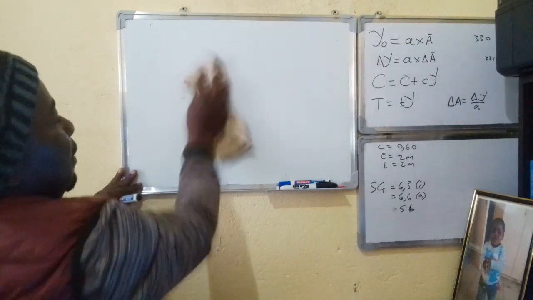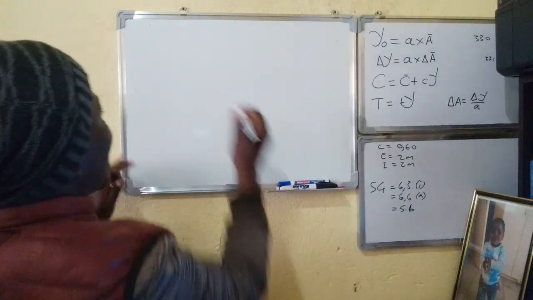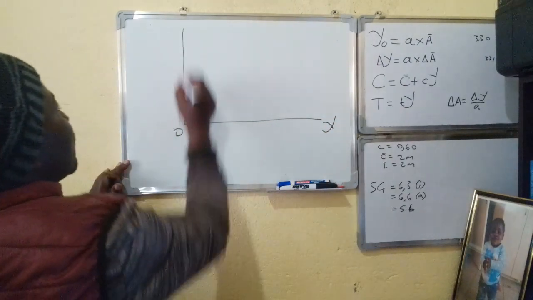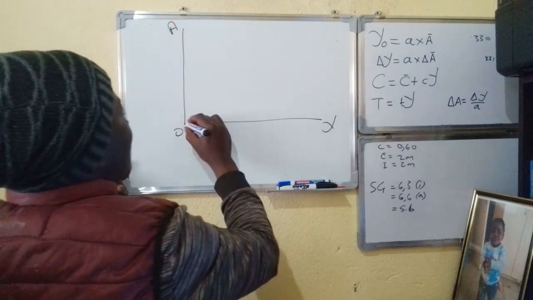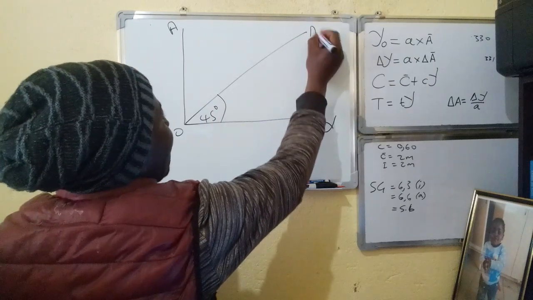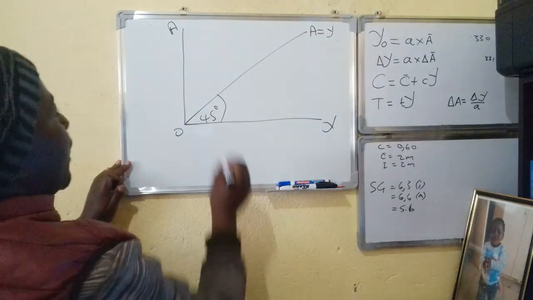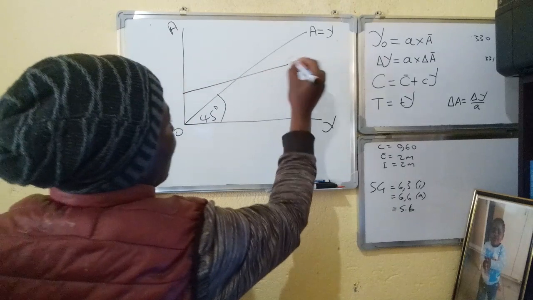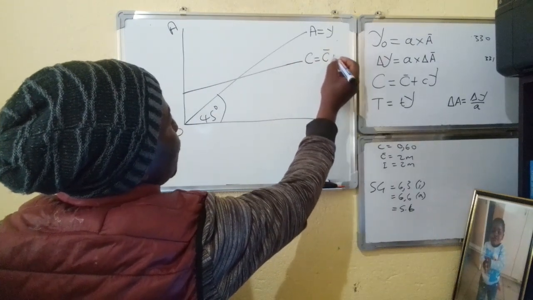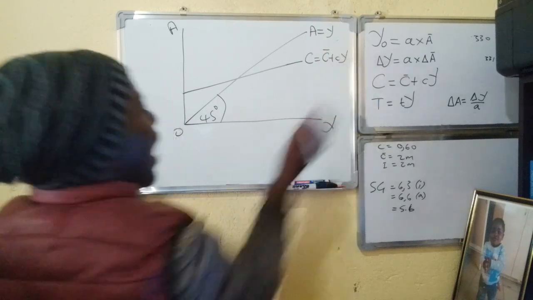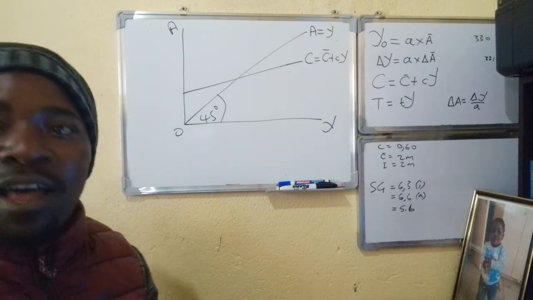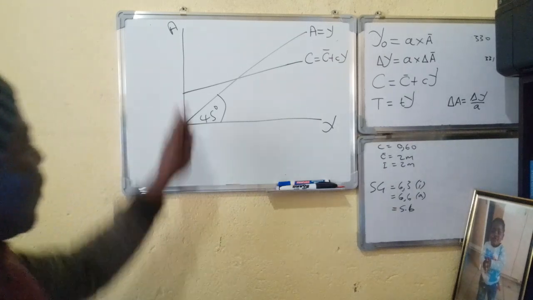Now let's add this investment function into the 45-degree graph. You have your level of income, you have your 0, you have your aggregate expenditure, you have your 45-degree line, which is A equals to Y. And then, remember, you have your C equals to C with a bar plus little c next to Y. This is a consumption function before we added the investment expenditure. Now let's add the investment expenditure. Let's see what will happen.